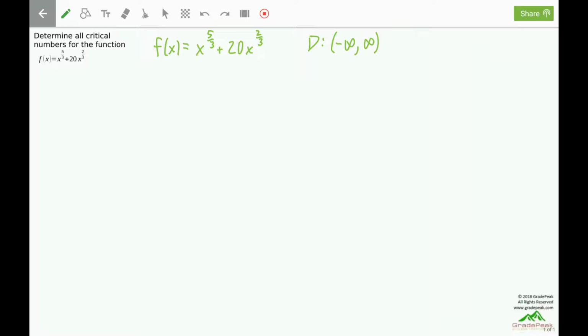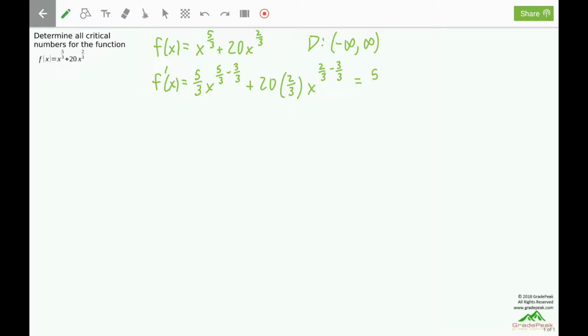The next thing to do is take the derivative. F prime of x equals, the first term is a power rule, bring down the power. Subtract 1 from it, I will call that 3/3. The second term is a power rule, bring down the power, multiply it with the 20. Subtract 1 from it again, I will call that 3/3.